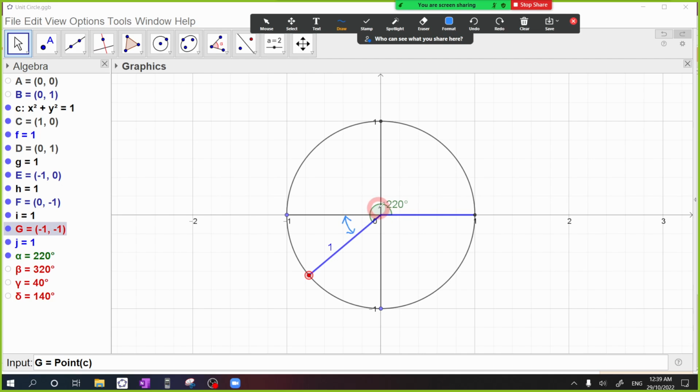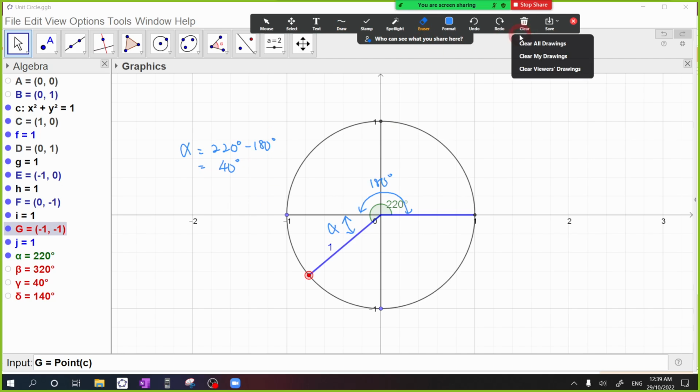You know, right? We take 220 minus 180, because here is 180 degrees, right? So from here to here is 220 degrees. If we want this angle only, let's call it alpha. So alpha will be equal to 220 degrees minus 180 degrees, which is 40 degrees.